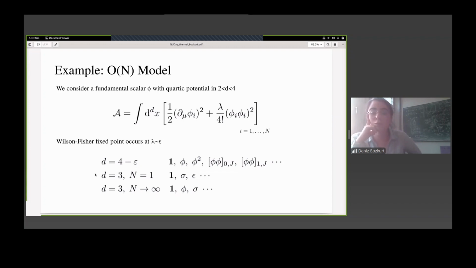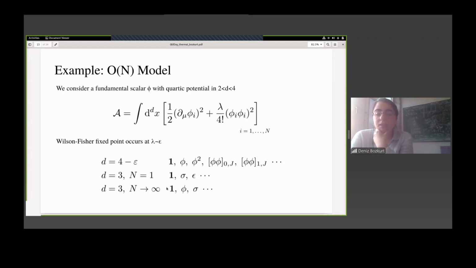For example, when we consider the O(N) model in 3 dimensions, then the theory becomes strongly coupled, and one of the interesting famous examples is the 3D Ising, right? For the 3D Ising, the spectrum has the identity, then it has a sigma, a field that I will call sigma in this talk, which is the analog of phi, and then epsilon. There's also another version of this theory that we are interested in, where we again consider this theory in 3 dimensions, but this time we consider a large N expansion.